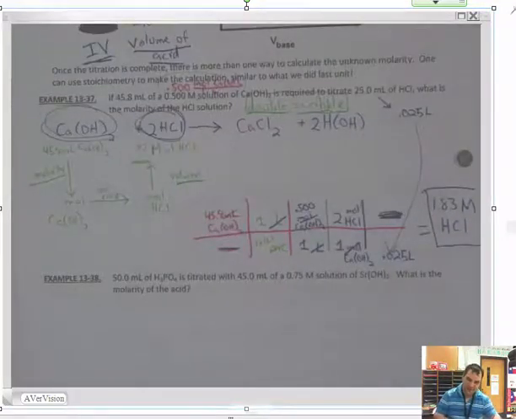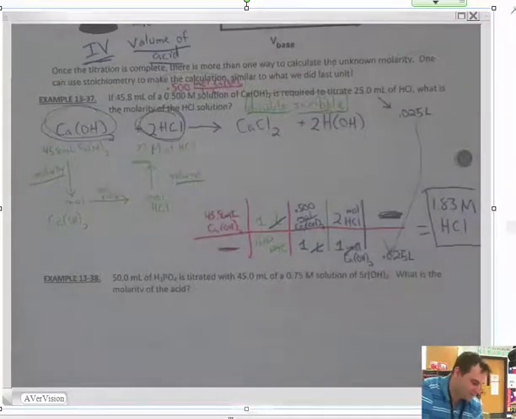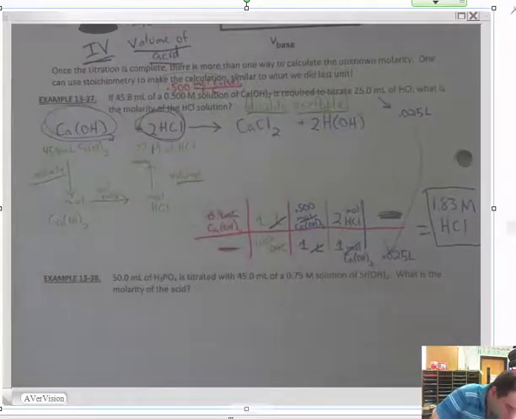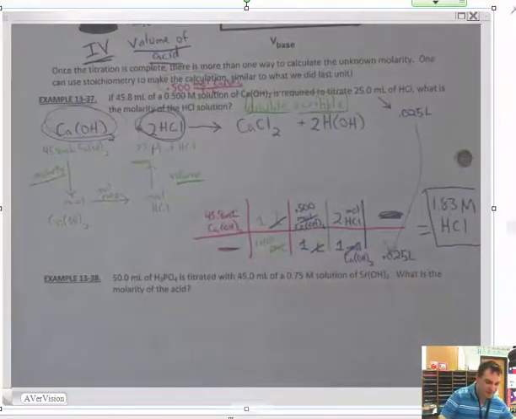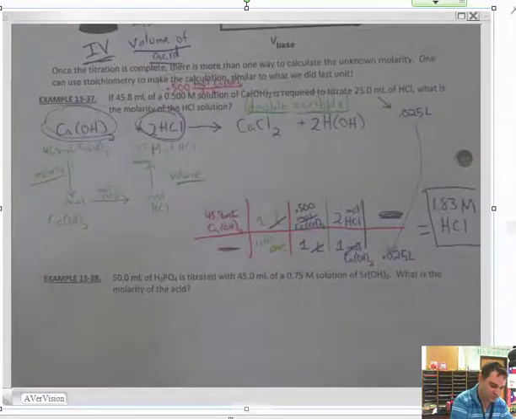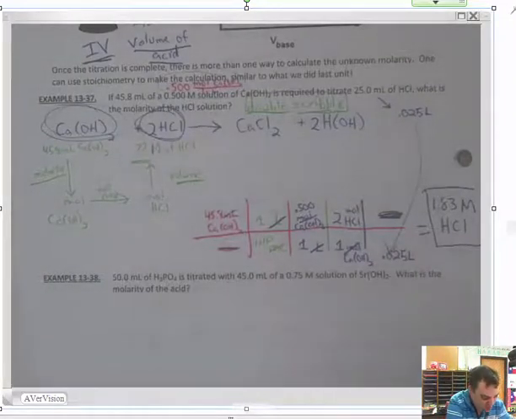Easily done. Should we do another? We should. Of course we should. 50 milliliters of phosphoric acid. Oh, I need some right now. I could use some soda.